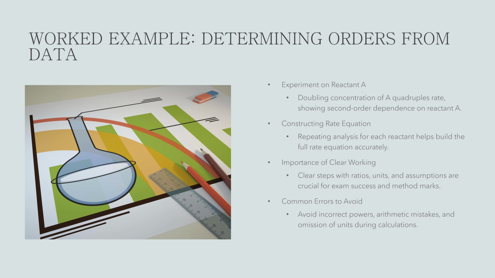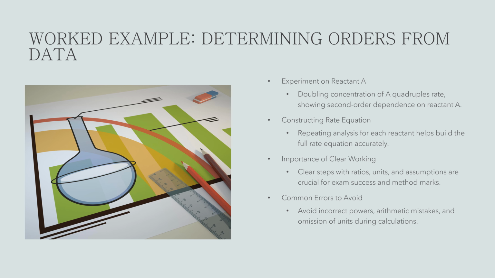Consider an experiment where the concentration of reactant A is doubled from 0.10 mol dm⁻³ to 0.20 mol dm⁻³ while the concentration of B remains constant, and the rate increases from 0.02 to 0.08 mol dm⁻³ s⁻¹. The rate has increased by a factor of 4, while the concentration has doubled, indicating second-order dependence on A.